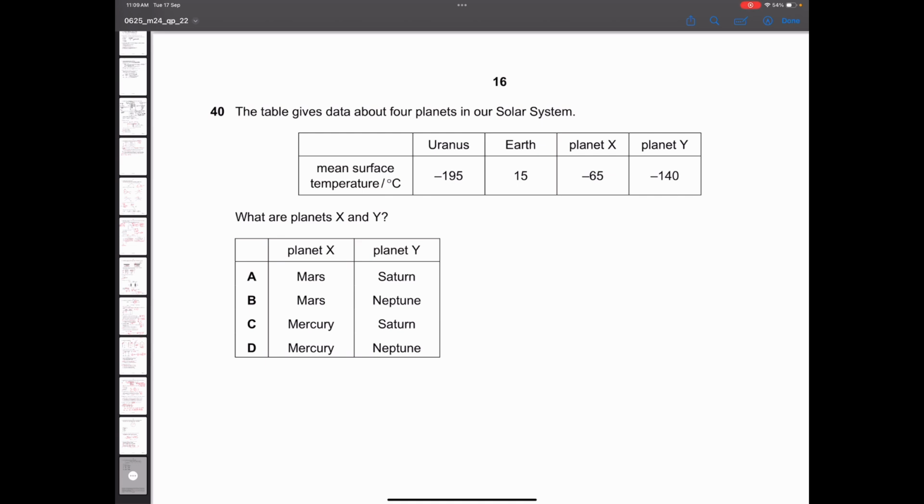Now, the last question is question number 14. And this is just a temperature question. They're asking you to predict which planet is which one. So as we are aware, let's write down the planets order first. Mercury, Venus, Earth, Mars, Jupiter, Saturn, Uranus, Neptune. And as you go away from the sun, the temperature starts decreasing. Now, planet X and Y they're asking us to identify. Planet X has a temperature of minus 65 and planet Y has a temperature of minus 40.